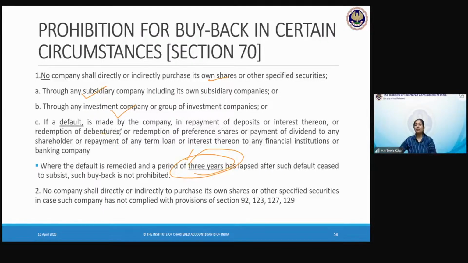Or if you have made any default in repayments of debentures, preference shares, then at least 3 years should have passed after you have made this default good, then only you can do the buyback. Also, the company should not have made any default under section 92, 123, 127 and 129. Ma'am, what are these sections? We will study these in the MGT chapter when we do management and administration.